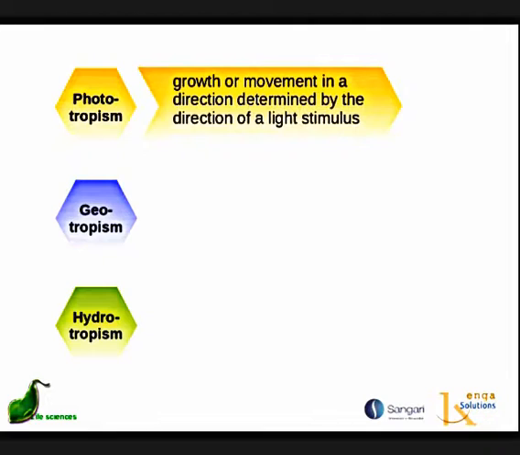Now, growth towards a source of light is called positive phototropism, and growth away from a source of light is called negative phototropism. The tips of shoots are usually positively phototropic, while the tips of roots are negatively phototropic, as we'll see later.